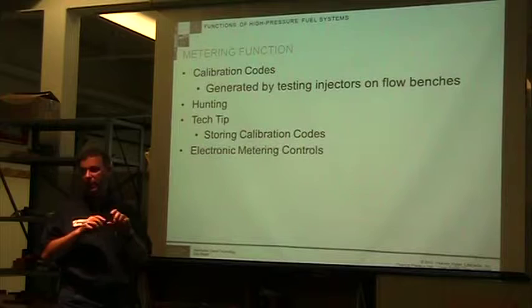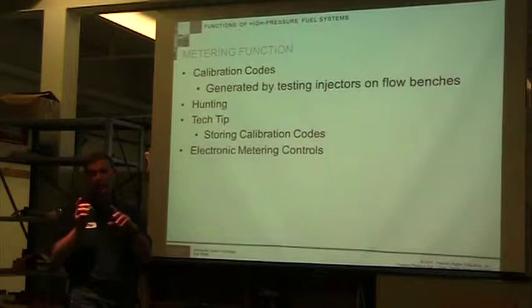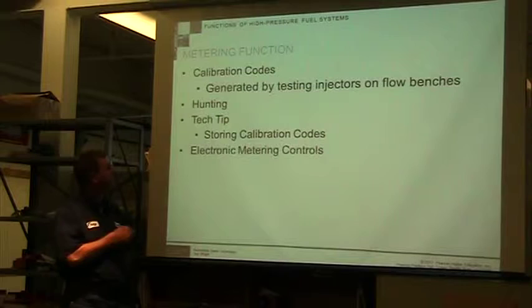If you have the wrong calibration code in there, your engine's going to run rough because it thinks it's one injector and it's actually another. So it's important that you type in that code. If it's off, you'll get hunting. Sometimes we'll call that surging, but that's when your engine's not running smooth.